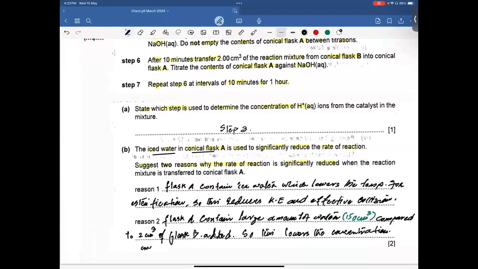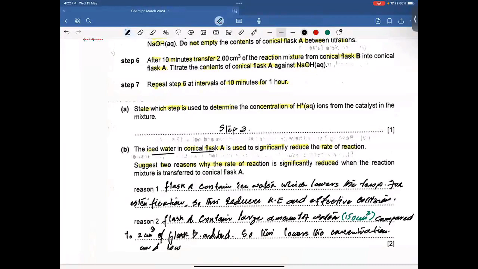And lowers the effective collision, hence reduces the rate of reaction. All right, I hope it makes sense to you.